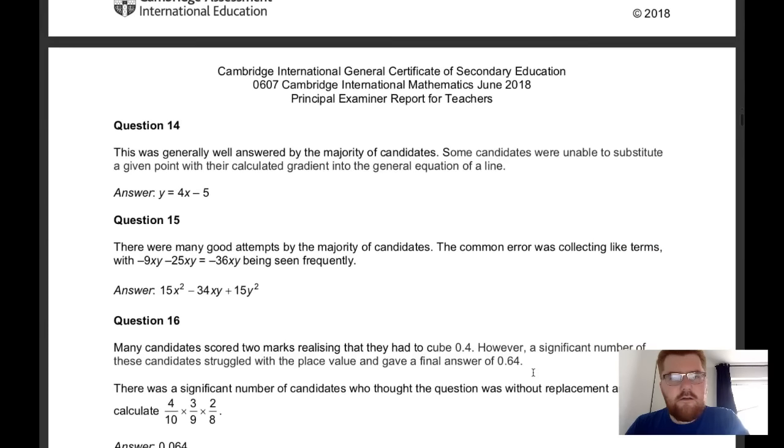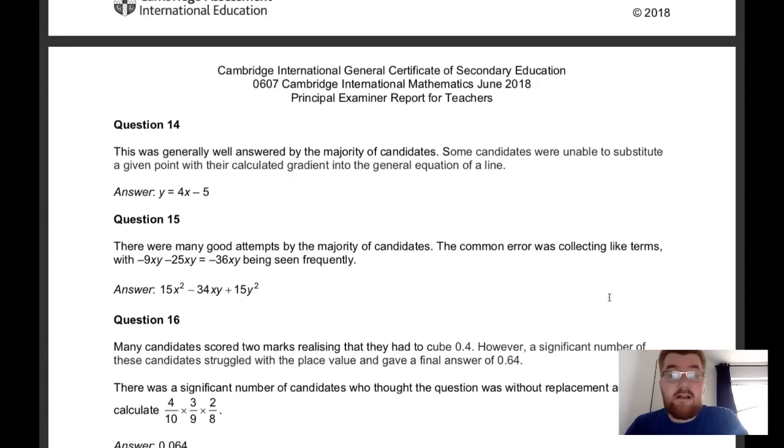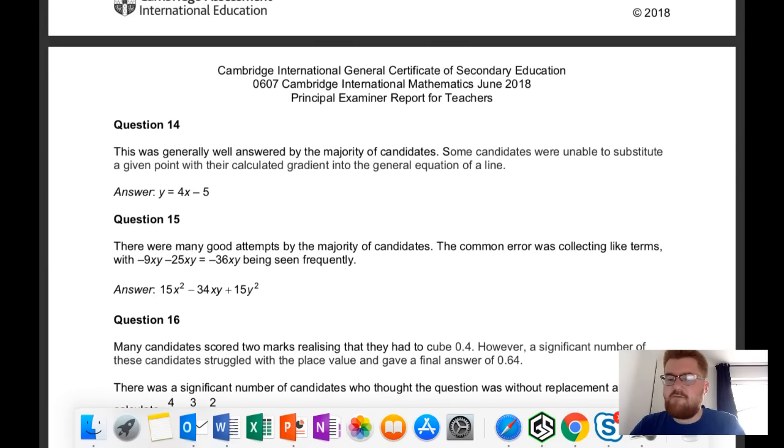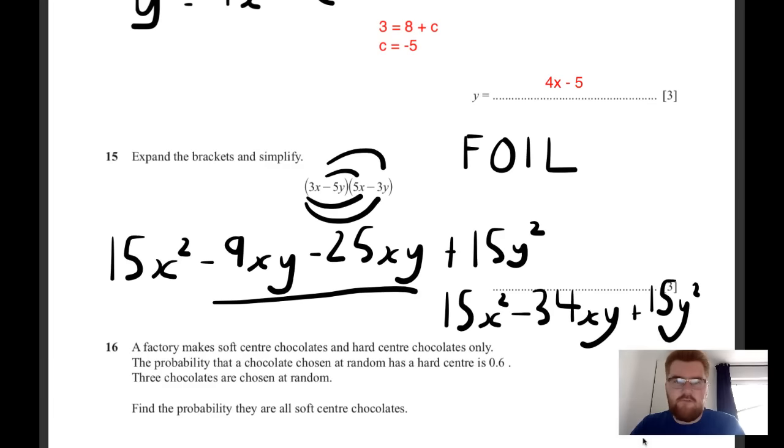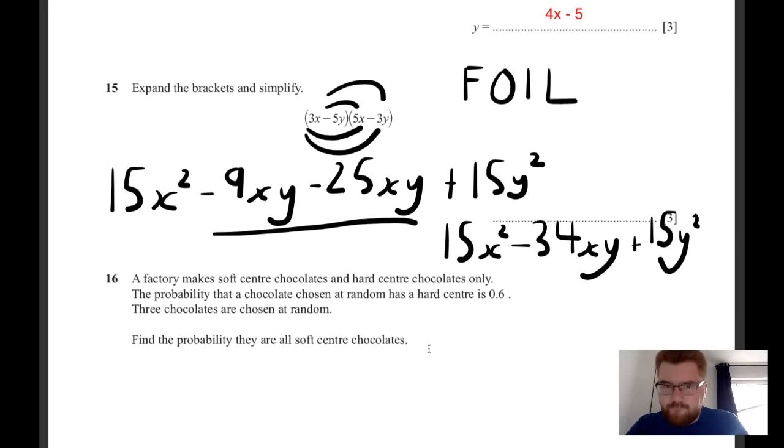Errors made. Mostly good attempts. They're collecting like terms, those middle terms. And minus 25 minus 9 is not minus 36, it's minus 34. Please do get those negative numbers right. You can see how many students lose marks for silly errors. Really silly errors like that.